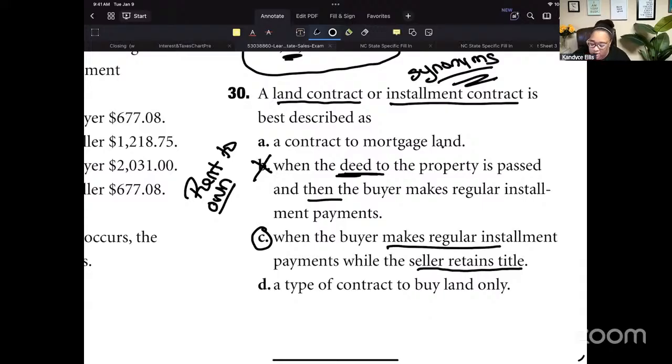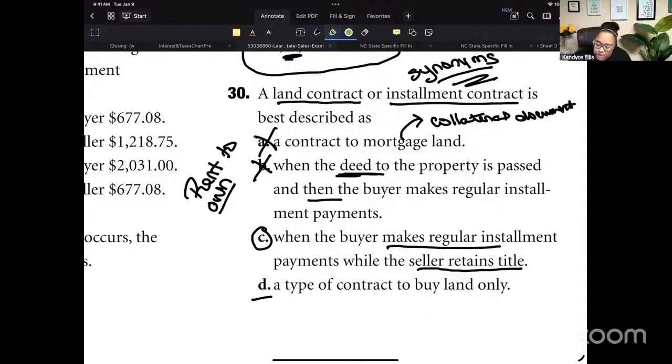In a contract to mortgage land, by definition, a mortgage is basically collateral. You are using your real property as collateral, saying, hey, I'm going to pay you back, and if I don't, then you could sell my house. It's the security for the loan. And that's not what we're talking about here. It's not A, which leaves us with the possibility of D, a type of contract to buy land only.